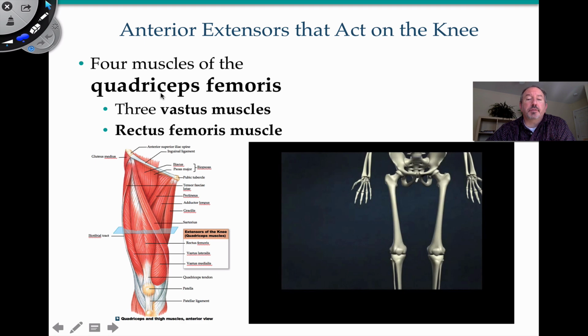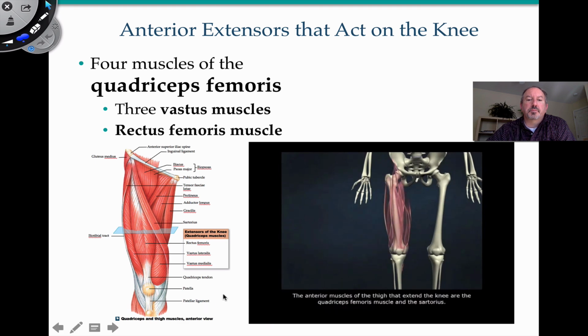Quadriceps, because there's four heads involved, so quadriceps femoralis, as the four muscles are referred to collectively. Three of them are vastus muscles, as the video will indicate, and then there's the rectus femoralis muscle, which is right here in the front. Rectus meaning straight, femoral, right there. Let's take a look at these four muscles, the three vastus and the rectus femoralis.